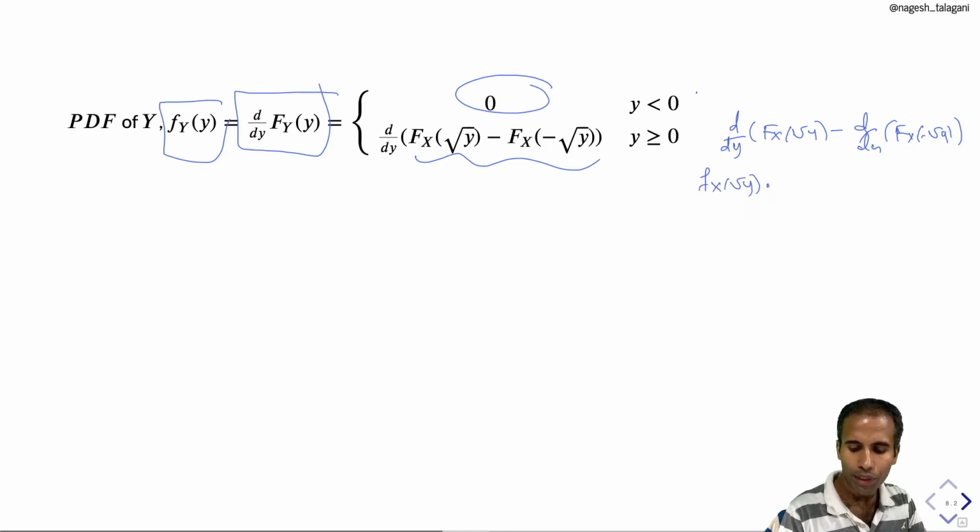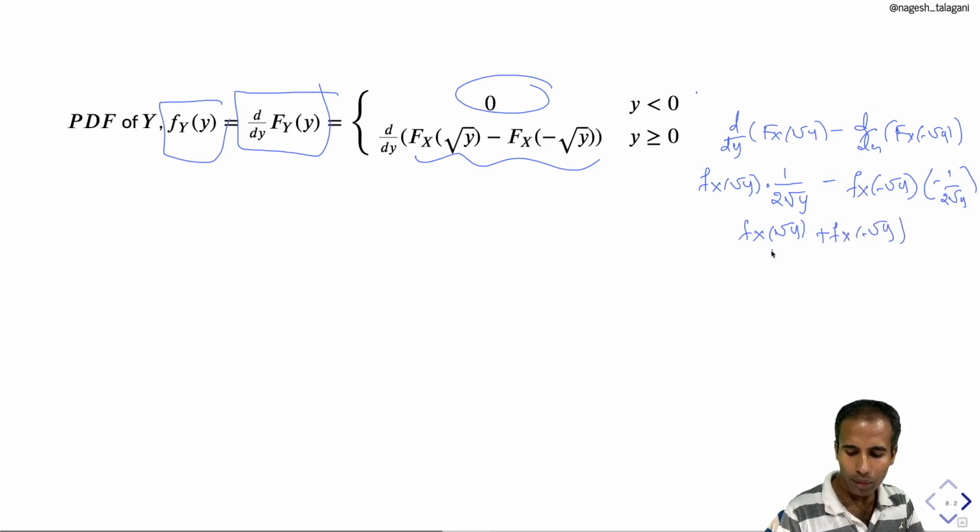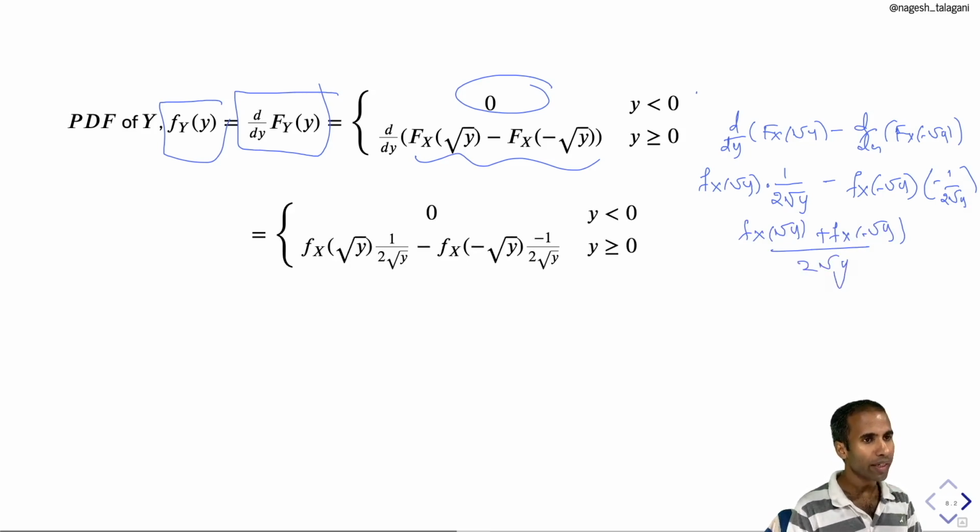By the chain rule, we need to differentiate root y, which gives 1 by 2 root y. Minus, again here, f_X of minus root y. By the chain rule, we need to differentiate minus root y, which gives minus 1 by 2 root y. So minus into minus is plus, and we end up with f_X of root y plus f_X of minus root y, by 2 root y. So that is what we get.